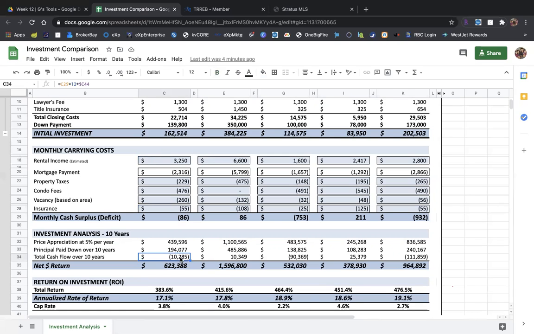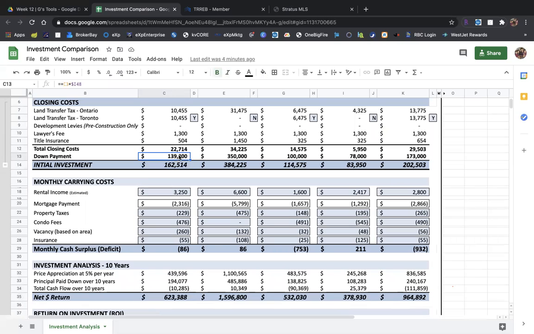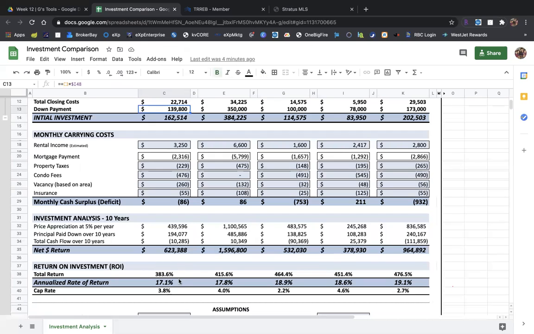So cash flow wise, the investor's losing just over $10,000, but his net dollar return in 10 years, if he sells his property, he's going to cash out $623,000. Plus he's going to get back the down payment. So they're actually going to get back 623 plus 140 almost. Right, so they can cash out $765,000. Okay. Total return over the 10 years, 383%. Annualized is 17%. That's a great double-digit return. Right.